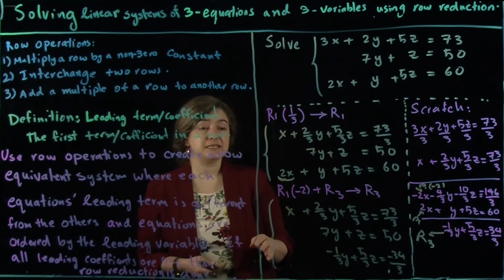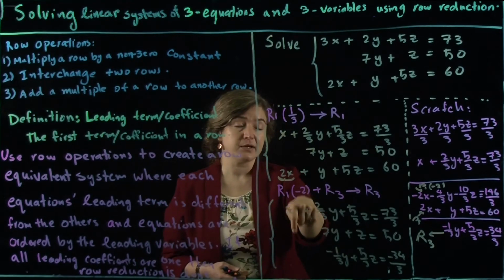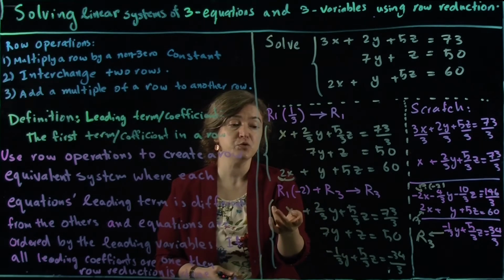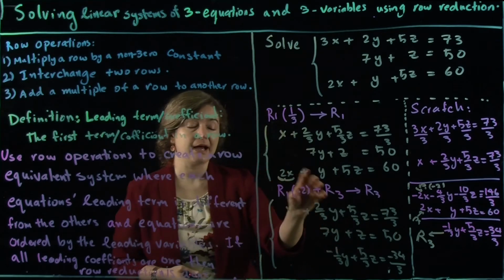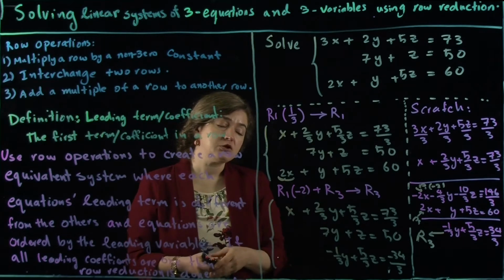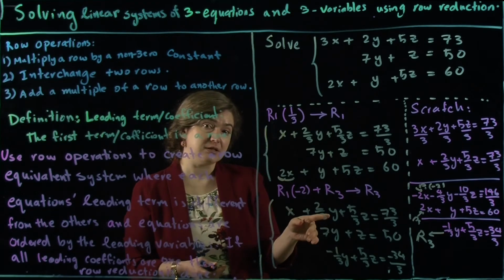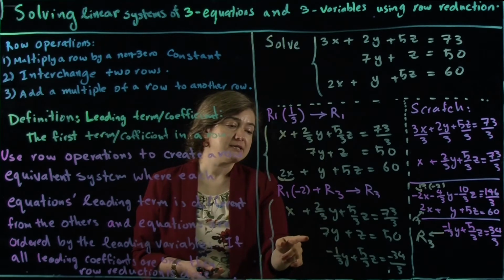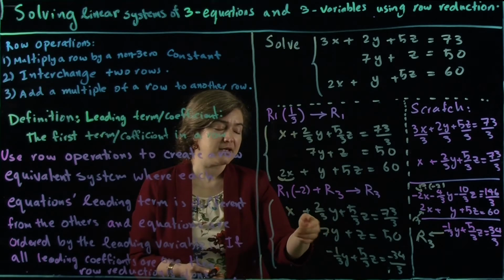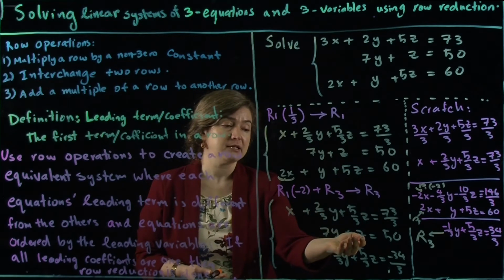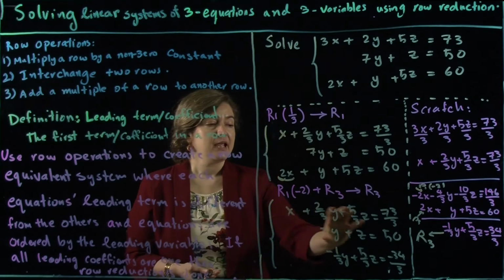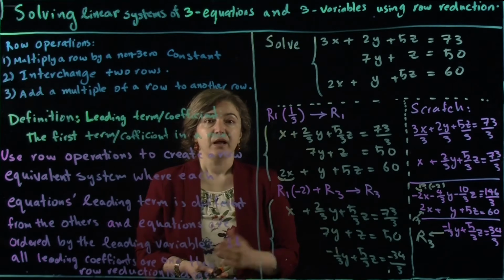Okay, now notice that I eliminated x in all the subsequent equations using the equation that had the leading 1 for x. The next step is to create another leading 1. The more natural way of creating a leading 1 is to divide this equation by 7 and then get another leading 1.